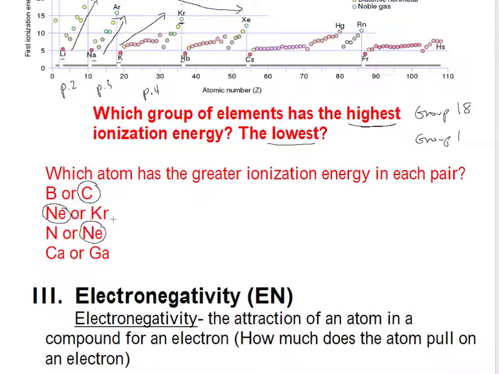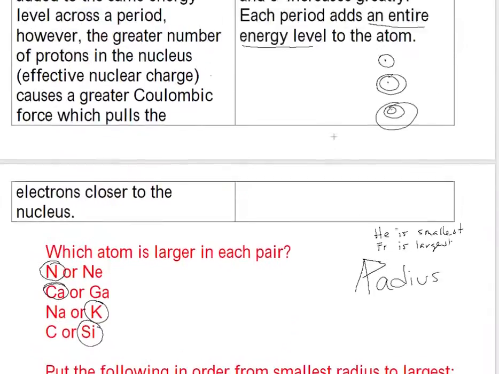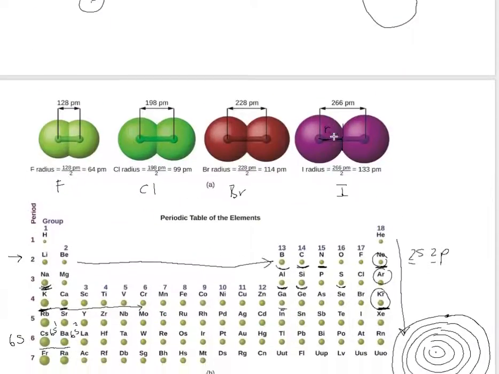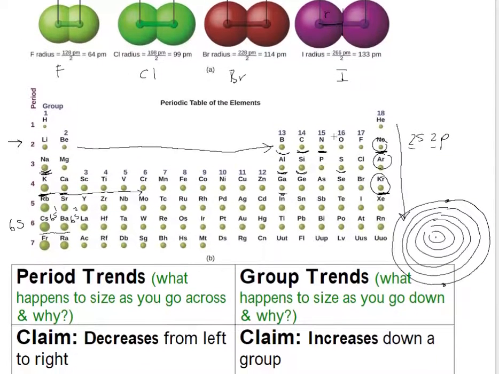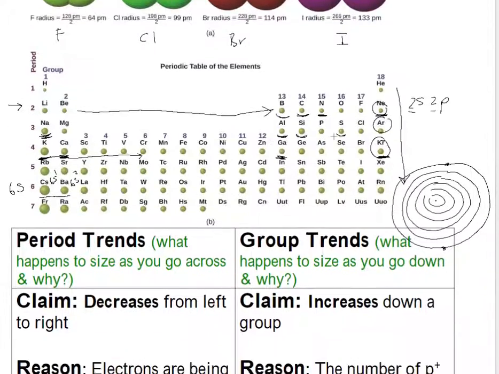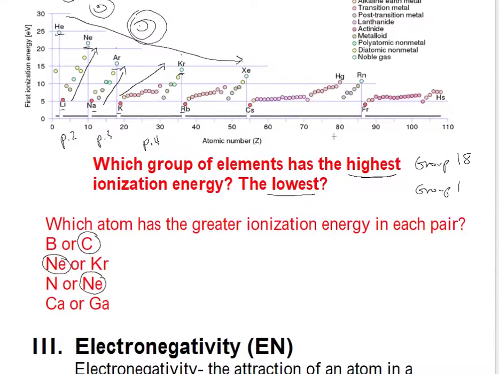And last but not least, calcium or gallium. Calcium is a group 2 element. Calcium is right here. Okay, and gallium is way over here. Gallium is smaller. It's in the same period, so we know it's going to be smaller since it's closer to the right, and that means it has the higher ionization energy.